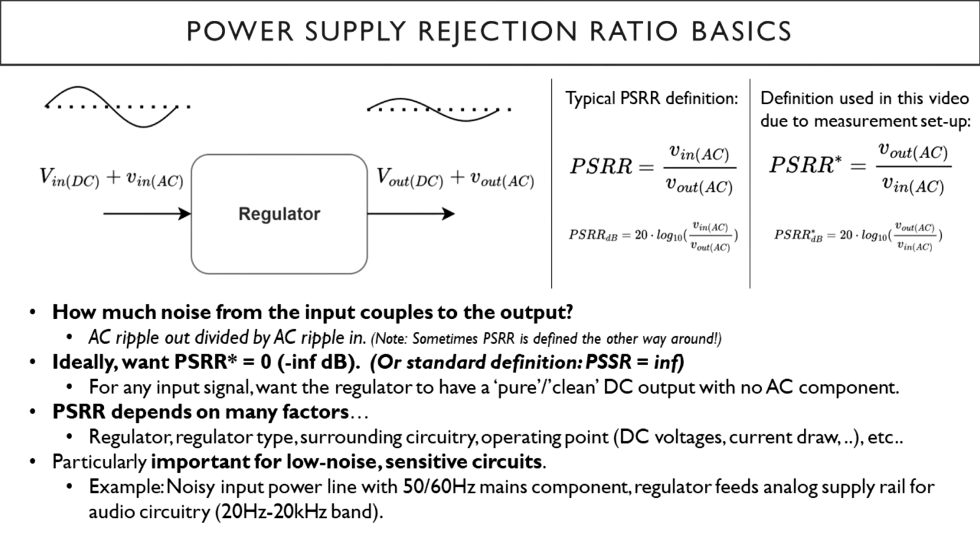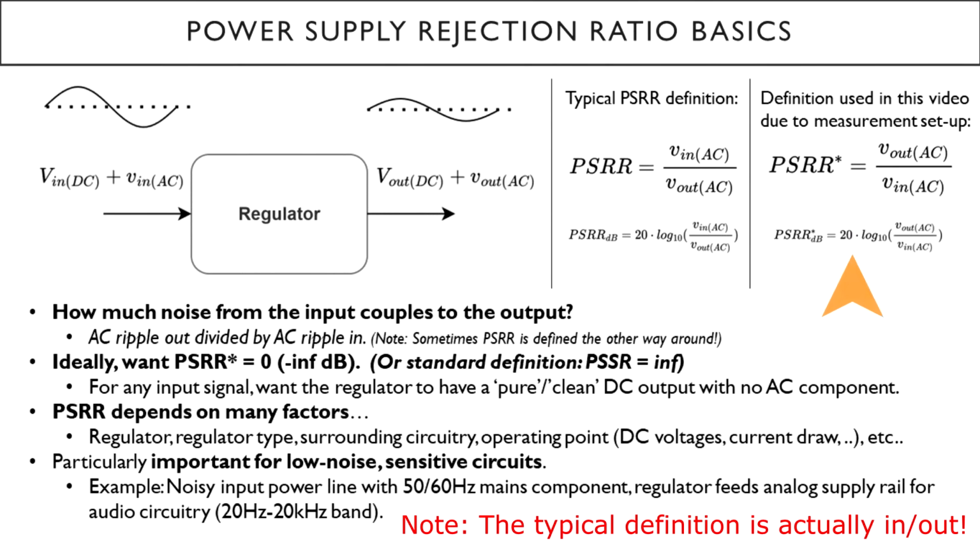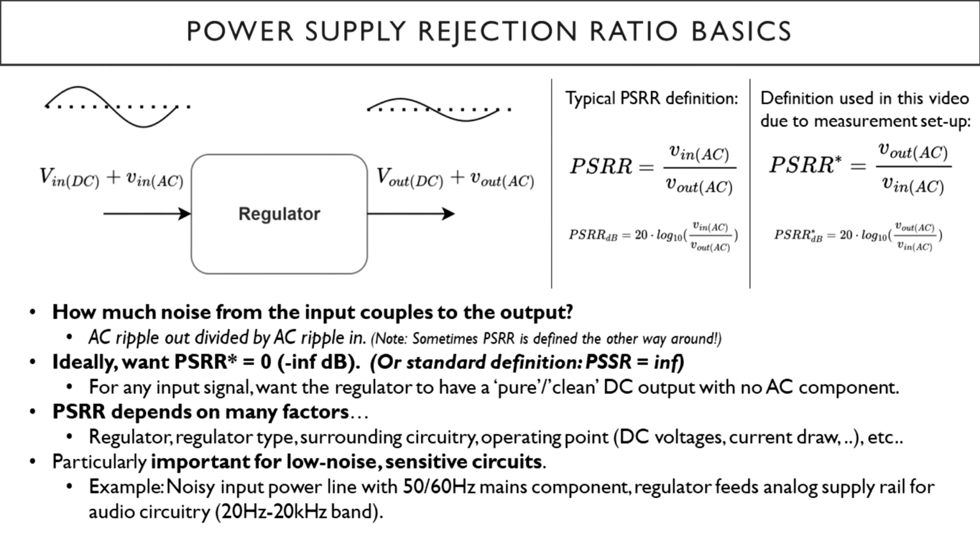And that is the basic idea behind the power supply rejection ratio, or PSRR. It is the ratio between the output voltage noise divided by the input voltage noise, or AC ripple out divided by AC ripple in. Note sometimes that the power supply rejection ratio is defined the other way around, so the V in ripple divided by the V out ripple. In decibels, we just simply take the base 10 logarithm multiplied by 20. Now, ideally, of course, you want a power supply rejection ratio of 0 or minus infinite dB if defined in the way shown here.